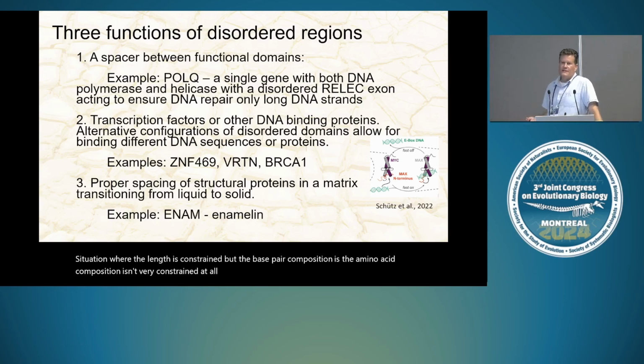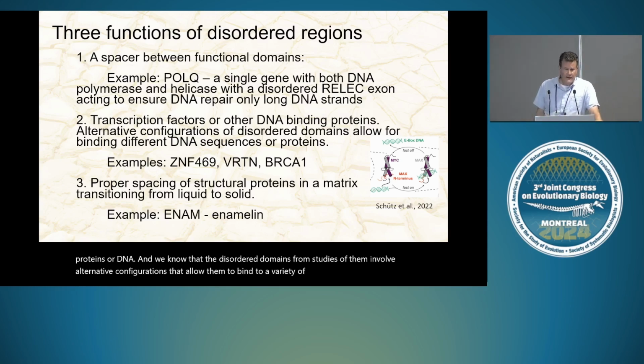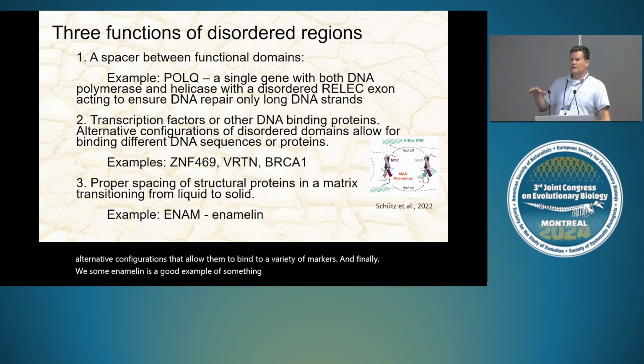There's an overrepresentation of relic loci that are transcription factors or DNA repair enzymes or histone modifiers that are binding to other proteins or DNA. And we know from studies of disordered domains that they involve alternative configurations that allow them to bind to a variety of markers. And finally, enamelin is a good example of something that involves structural spacing.